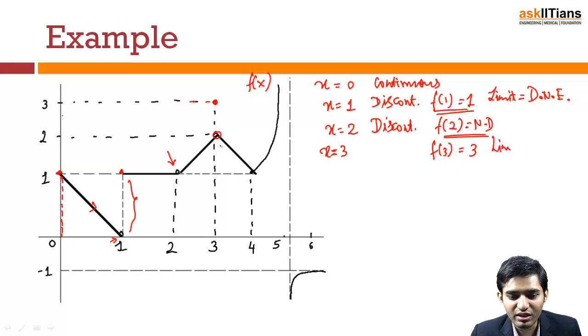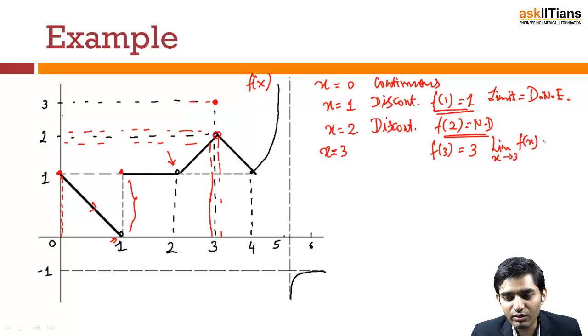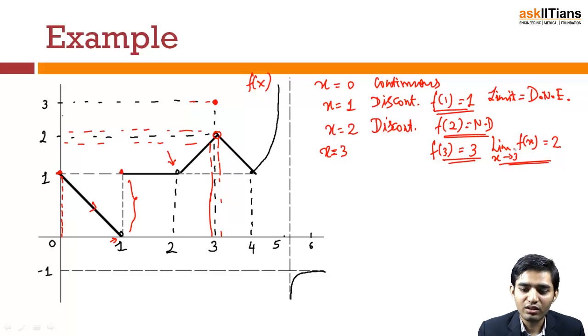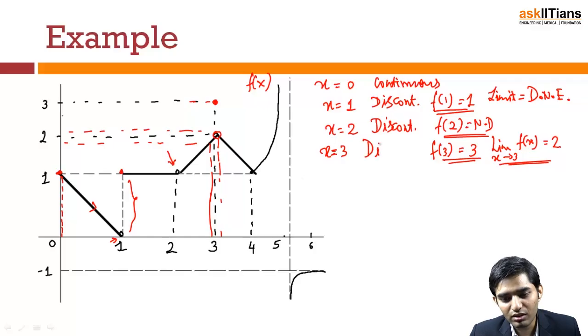The limit will be for 3 plus and 3 minus, check the value of the function. For 3 plus it will be somewhere around 2, and for 3 minus also it will be somewhere around 2. Okay, so the limit of this function at x equal to 3 will be nothing but 2. So limit as x tends to 3 of f(x) is equal to 2. So the limit also exists, the function is also defined, but both of them are not equal. The value of the function is 3, the limit is 2, so both of them are not equal. So this is again discontinuous at x equal to 3.